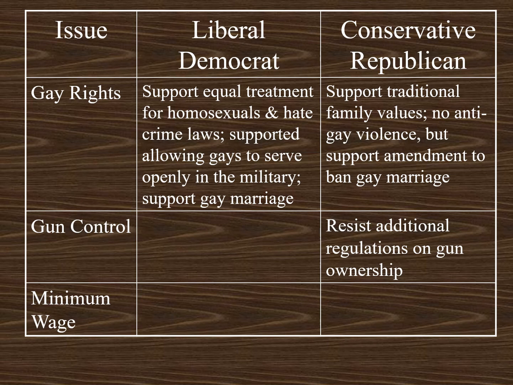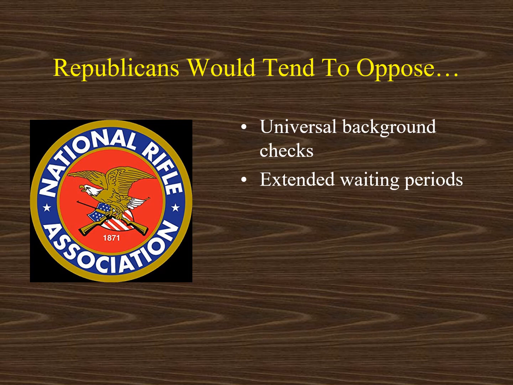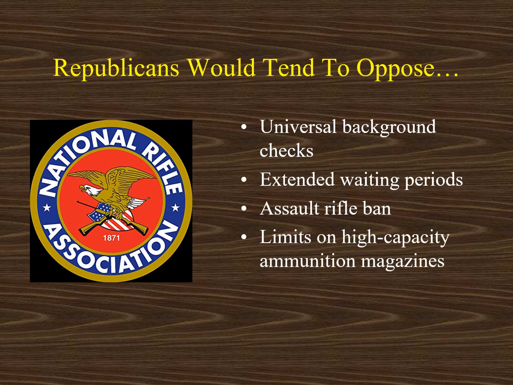When it comes to gun control, conservative Republicans would take the position that they would resist additional regulations on gun ownership. There are enough restrictions in place already. What kind of restrictions would Republicans tend to oppose? Well, many Republicans are supported by the National Rifle Association, the NRA, and many Republicans are uncomfortable with expanded background checks, and they're uncomfortable with extended waiting periods. Some people have talked about an assault rifle ban. Republicans would be opposed to that. And they also would be uncomfortable with limits placed on high-capacity magazines for firearms.